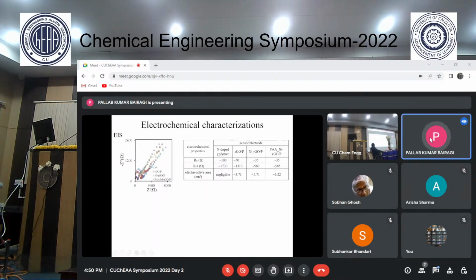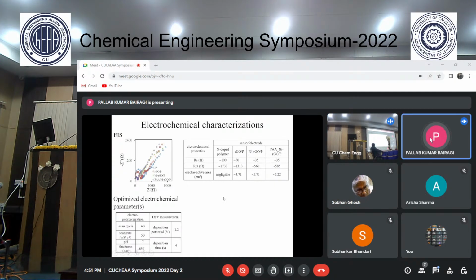The resistance of the electrode developed is approximately 585 ohm, which is much lesser than the other commonly available and stable electrodes developed in different labs based on polymers, and the electroactive surface area is much more as compared to the other materials. It is approximately 6.22 square centimeter per square centimeter of geometrical surface area. It was further tested to determine the optimum condition for electropolymerization and for the measurement using differential pulse voltammetry.